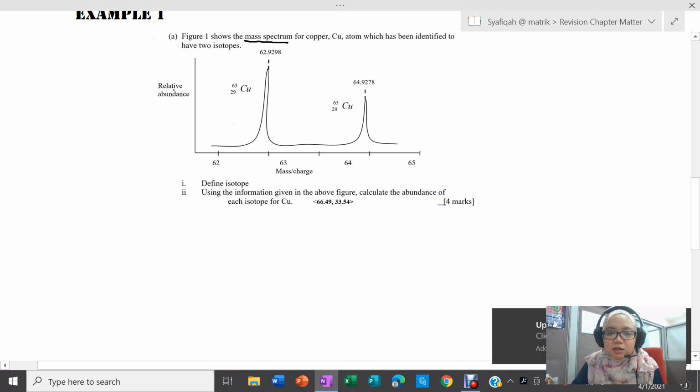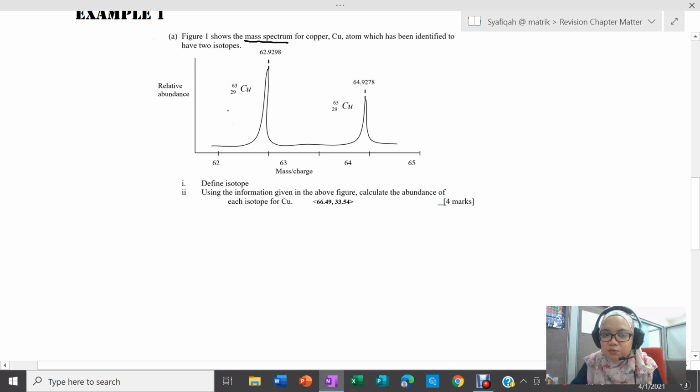The y-axis here is the relative abundance, but it does not give the actual relative abundance values, and the x-axis here is the mass. It gives here that the mass for copper 63 is 62.92, and the mass for copper 65 is 64.9278. That is what you get from this mass spectrum.